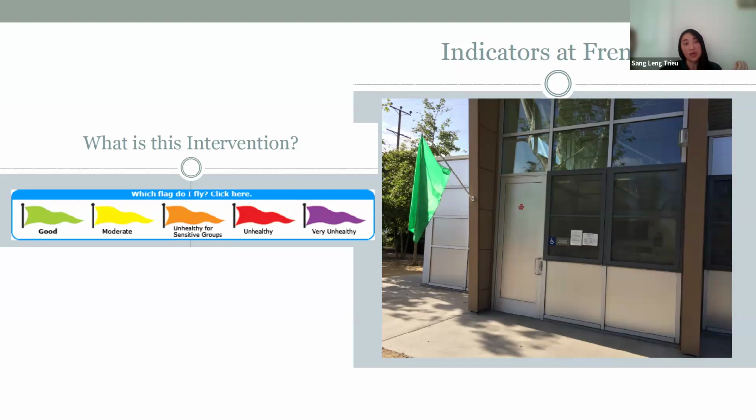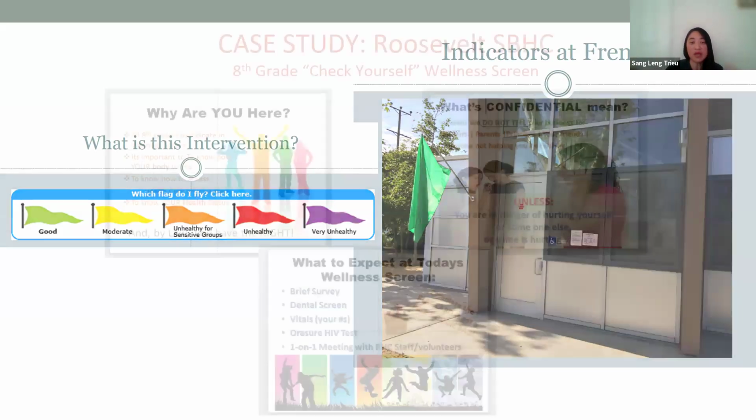And so again, a screening intervention, but then also a health promotion intervention, as well as just your general environmental piece to that. Okay, so I'm going to stop there and then advance.